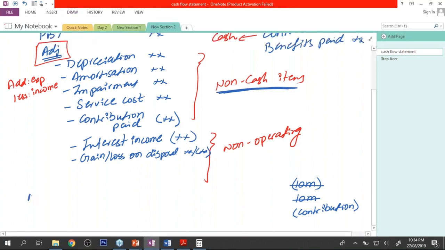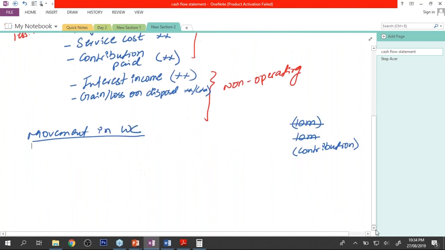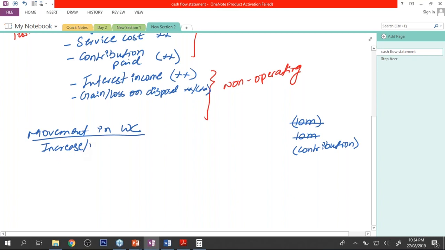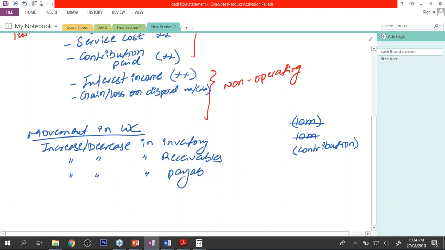Now, apart from the adjustments, there is one more thing that we record, which is the movement in the working capital. By movement in working capital, we mean the increase or decrease in the inventory, the increase or decrease in the receivables, and the increase or decrease in the payables. So these are the three things that we record in the movement in the working capital, where increase in assets is a cash outflow and decrease in liabilities is a cash outflow. Because if we are purchasing the assets, that will increase, but we have to pay the cash. And if we are decreasing the assets, which means we are selling the assets, we would be receiving the cash. So increase in asset is an outflow, decrease in asset is an inflow, and vice versa for the liabilities.